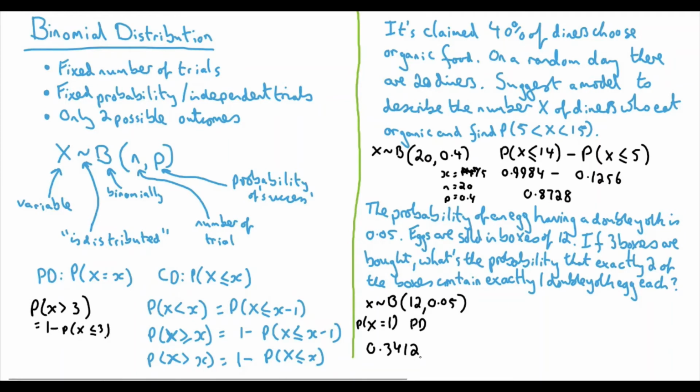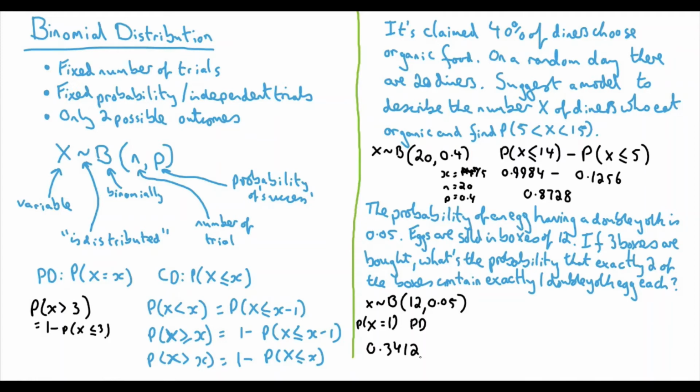So this is the odds that an individual box has exactly one double yolk egg in it. All the other probabilities cover it either having no double yolk eggs or more than one, so 2 through 12.